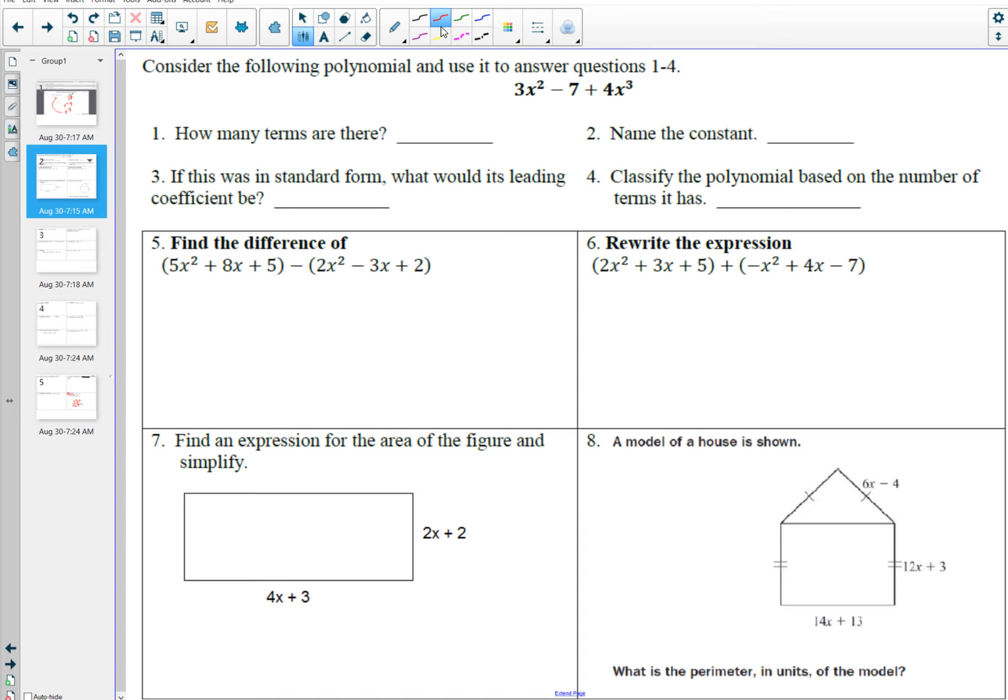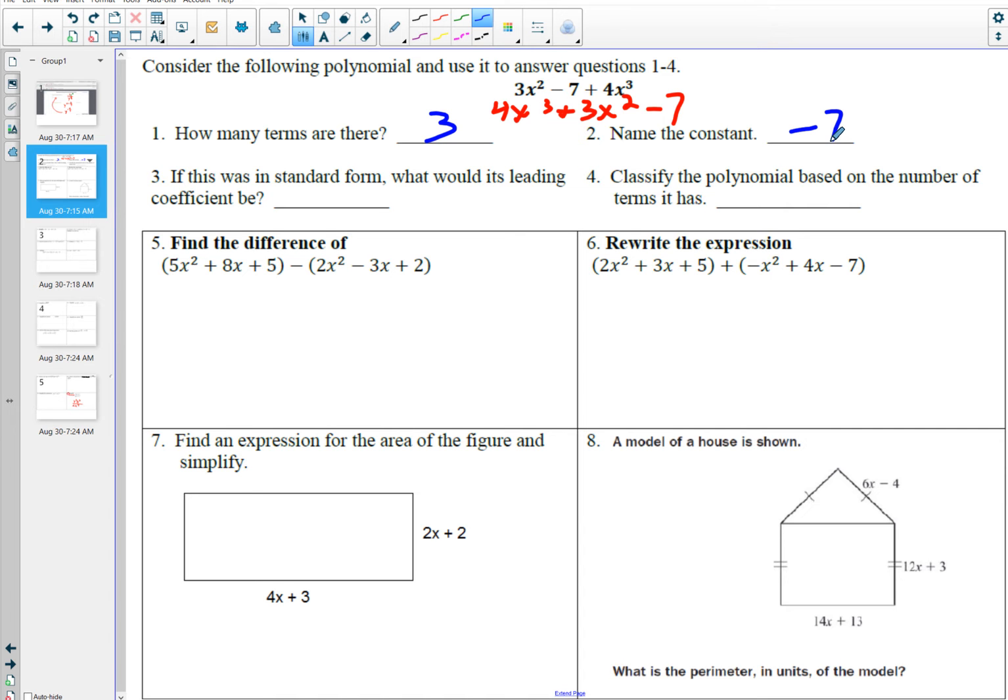So if I were to write this in standard form, what would come first? 4. The 4x to the 3rd power. If I were to write this in standard form, what would come next? 3x. So make sure you write plus 3x squared. And if you were to write this in standard form, what would come last? Negative 7. Now let's answer the questions. How many terms are there? 3. Name the constant. Negative 7.